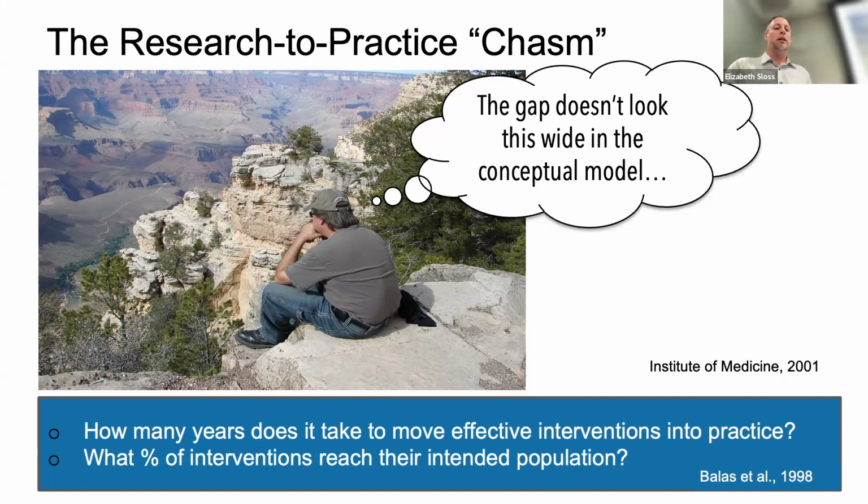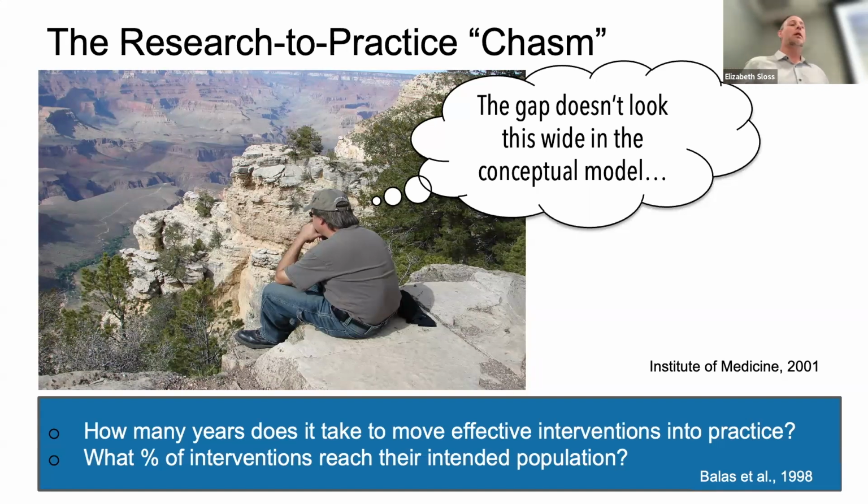Does anybody know or want to take a guess at the percentage of interventions that actually reach the intended population? So 17 years on average, but not everything makes it. What percent makes it? Yeah, so your 10% was great. 14% is what this review found.